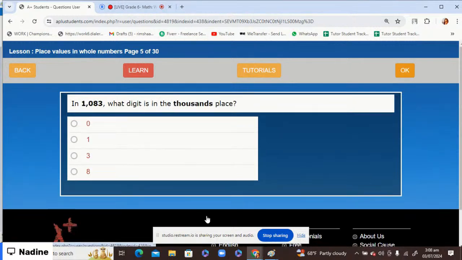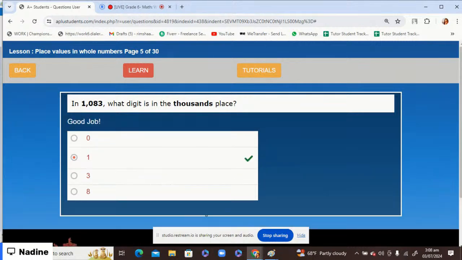All right. 1083. What digit is in the thousand place? Check it out. As we know that 3 is in ones place, 8 is in tens place, 0 is in hundred place, and this one is in the thousand place. So the 1 is in the thousand place. Okay.